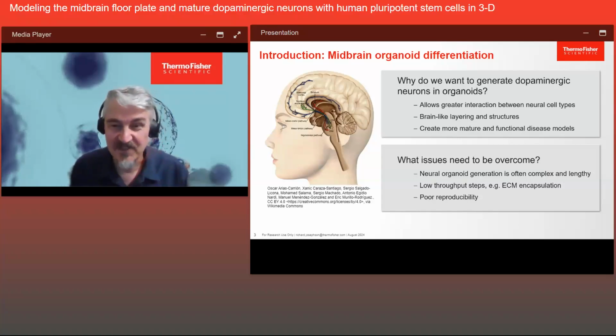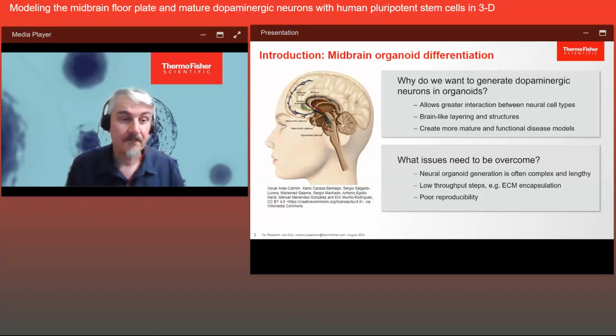However, there's a number of challenges with organoids. Organoid development is typically very slow and a lengthy process with a lot of steps. Some of those steps, such as encapsulation inside extracellular matrix, are very hands-on and therefore have a low throughput. And then finally, organoids are usually less reproducible than 2D cultures. And this is a big challenge if you want to do any kind of quantitative disease modeling.